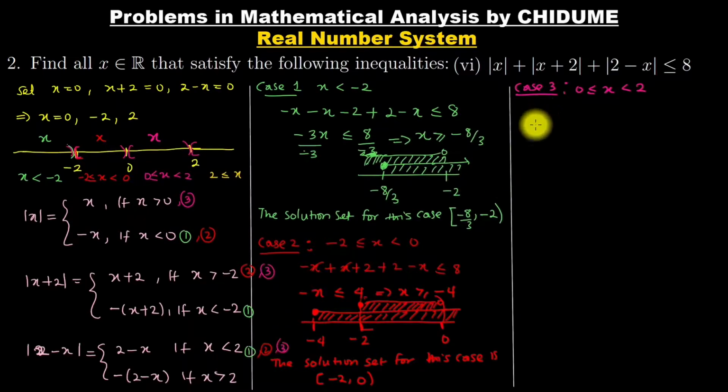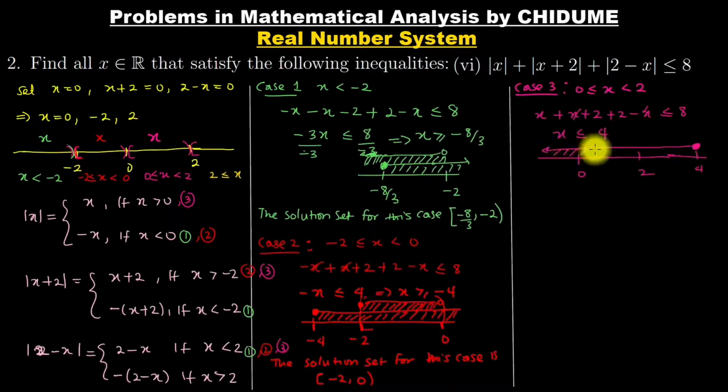So that means the absolute value of x would be what? x. And the absolute value of x plus 2 will be what? x plus 2. And the absolute value of 2 minus x would be what? 2 minus x, which is less or equals to 8. Okay, so here we have x to be less or equals to 4. Now if we take the intersection of this region, here we have the region where we have 0 and 2, and definitely 4 should be somewhere here. So x is less or equals to 4, shaded here.